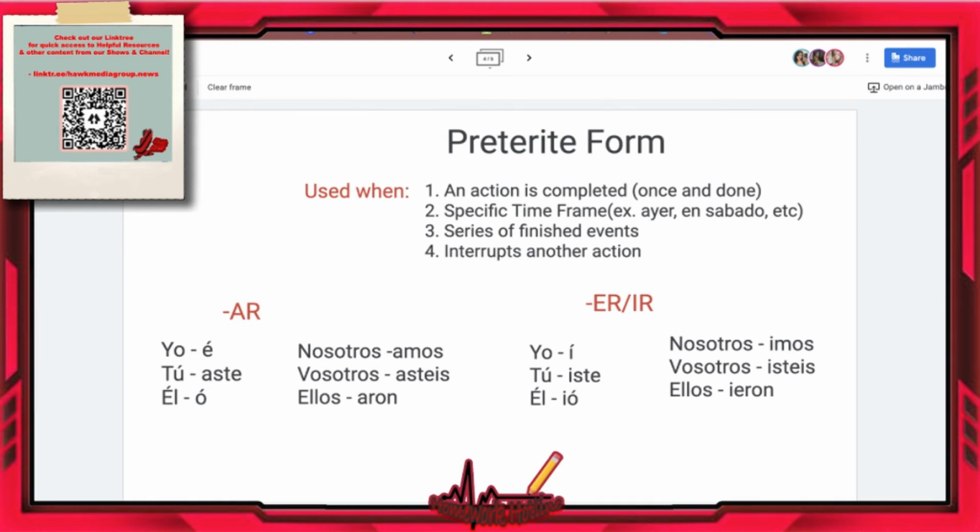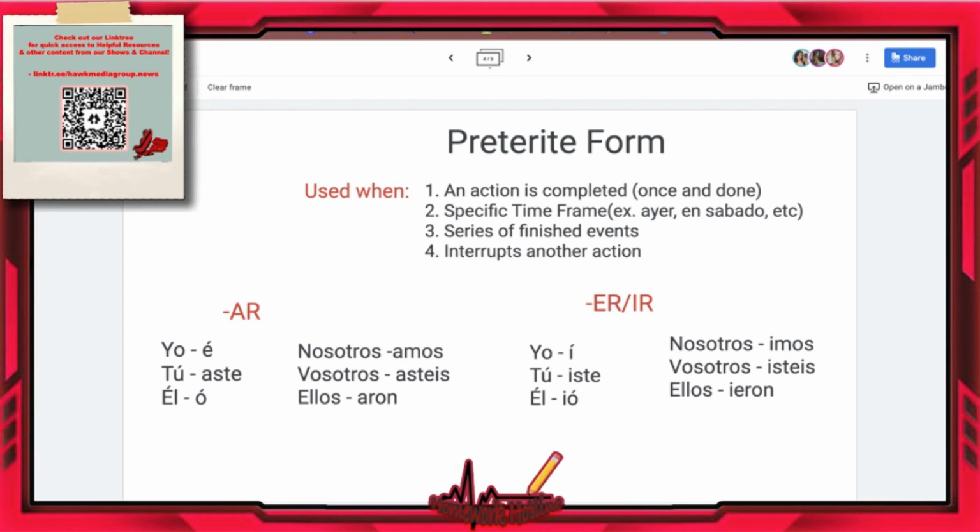And finally, you use this when one action interrupts another action. So let's say you were walking down the street when you saw a dog. That's when you would use preterite for that. So you have an ongoing action, "I was walking," and then you say, "I saw a dog." It interrupted what you were doing.